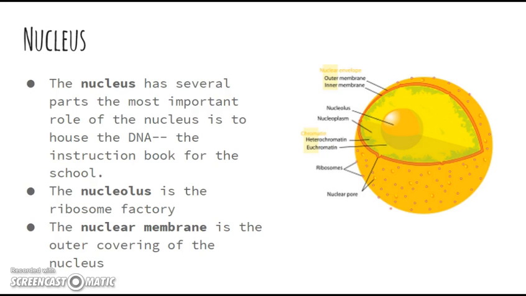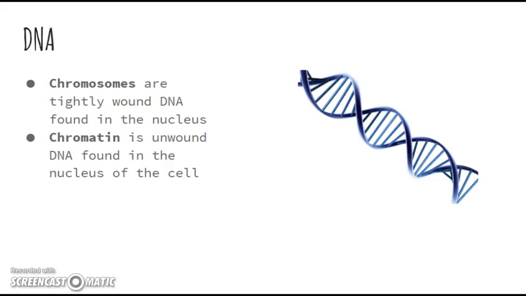The nucleolus, with the darker part in the nucleus, is the ribosome factory, and the nuclear membrane is the outer covering of the nucleus. The chromosomes are tightly wound DNA found in the nucleus, but we also have unwound DNA, and that's called chromatin.